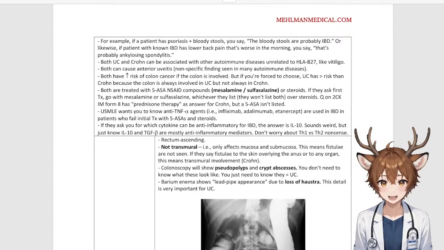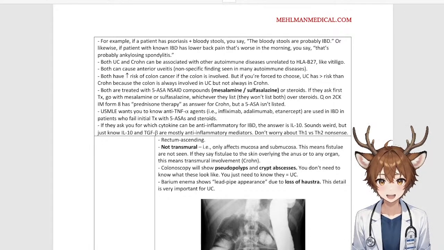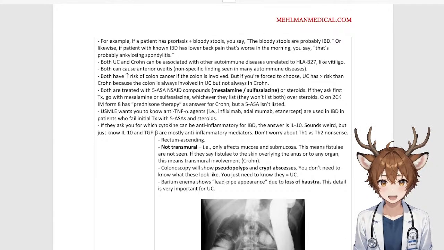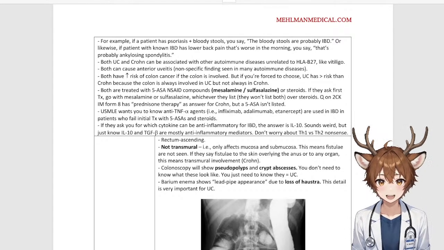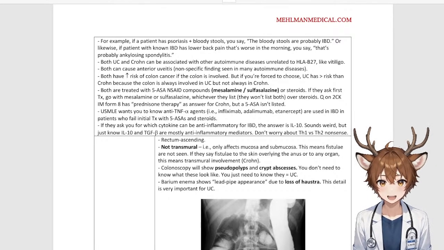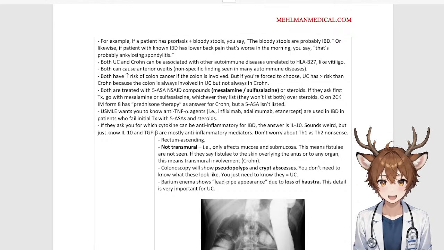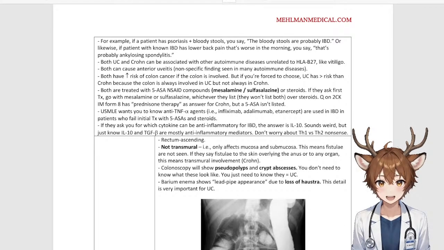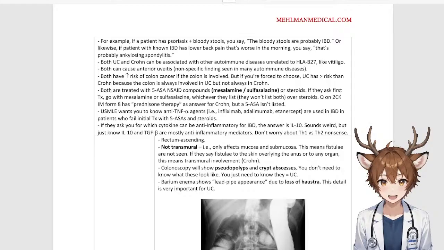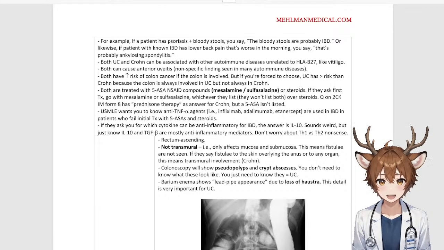Both are treated with the 5-ASA NSAID compounds, mesalamine and sulfasalazine, or steroids. If they ask for first treatment, go with mesalamine or sulfasalazine, whichever they list. They won't list both over steroids. A question on 2CK IM form 8 has prednisone therapy as an answer for Crohn's disease, but 5-ASA is not listed.